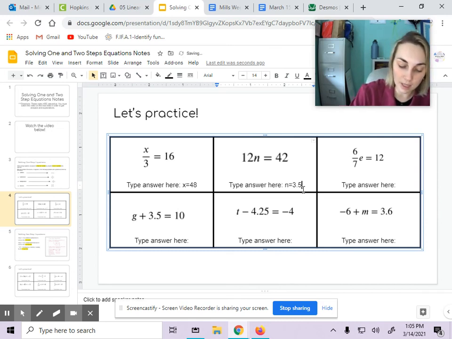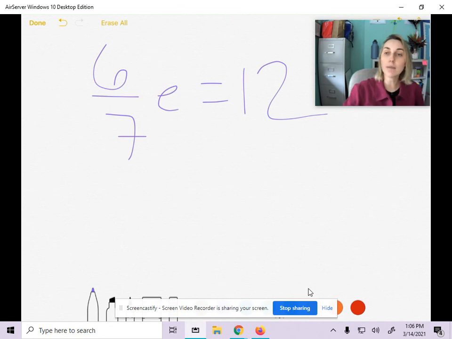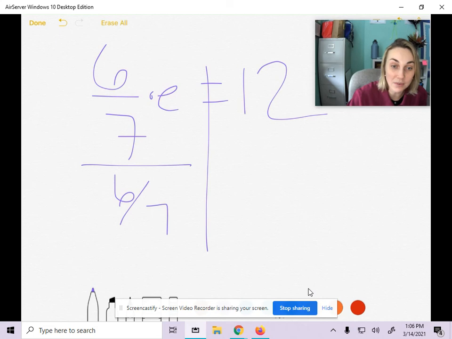All right, same thing. We have 6 over 7e, and we're going to equal that to 12, and we need to solve for e. So same thing, we need to do the opposite to get e by itself. And the opposite of e getting multiplied by 6 over 7 is to get divided by 6 over 7, which is a fraction. Okay? And if you do it on one side of the equal sign, you have to do it on the other side as well.